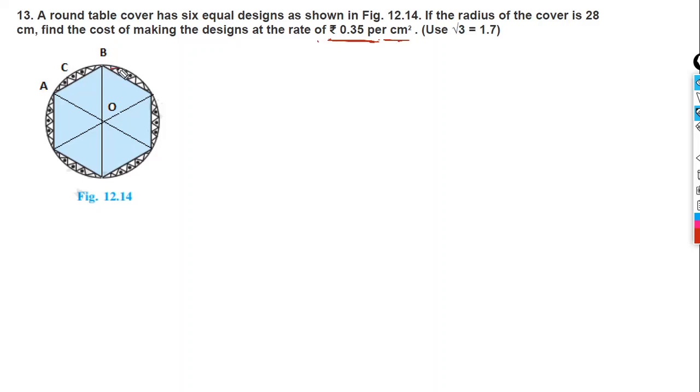So what do we have to find? This area. This is the area. This segment you have to find the area. Again you have to find this segment also. How many segments are there? 1 2 3 4 5 6 segments are there. So you have to find the area of one segment and we will multiply it with 6. Then after finding the area of that segment, we will multiply by 35, because the cost is 35 paisa per centimeter square. We will multiply with 35, so that we will get the cost.